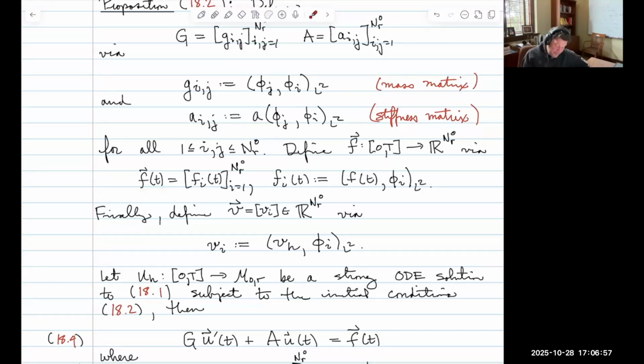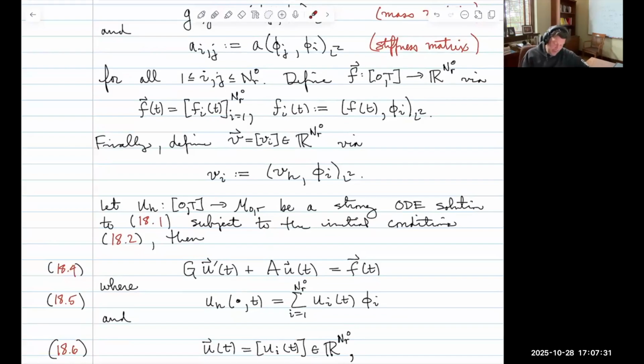F of t is just going to be the collection of f_i, where f_i is just equal to the L2 inner product of f with phi_i. Okay, why is it changing in time? It's changing in time because f changes in time. It changes also in space, but it's changing in time. And so when we take the L2 inner product of this spatial function with this spatial function, I still get a function of time. Okay, and that's going to be the element f_i of t.